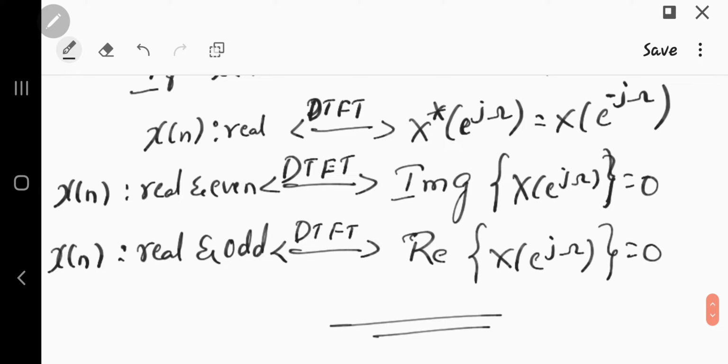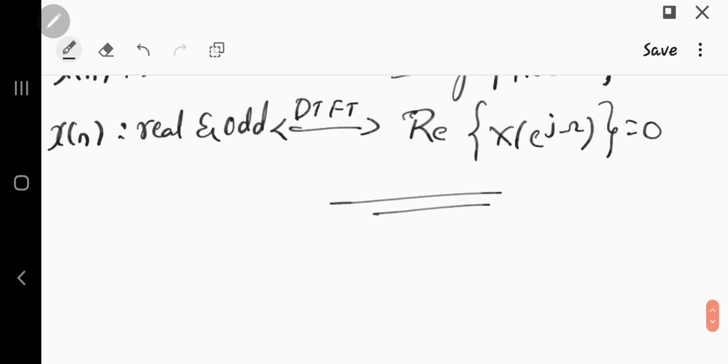Okay. So, this completes the properties of discrete time Fourier transform, and I will take one example in this video only, and in the next one we will take some examples based on the properties. Okay. So, let us start with this. Let us take the first one.